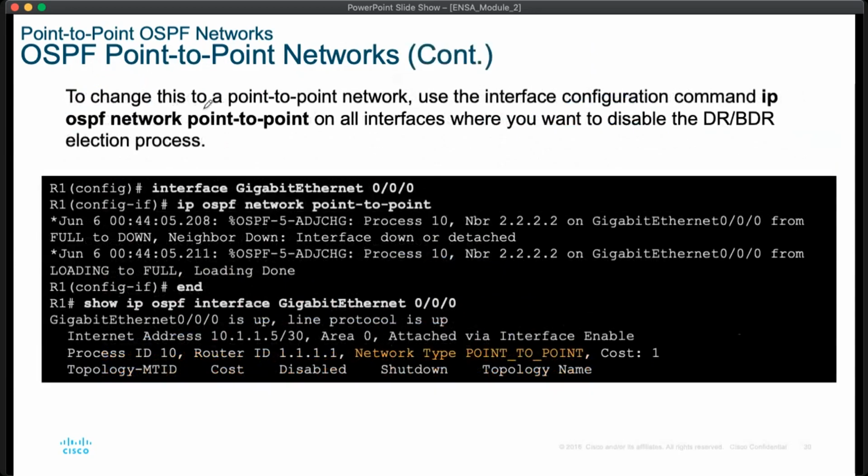To change this to a point-to-point network, use the interface configuration command ip ospf network point-to-point on all interfaces where you want to disable the DR and BDR election process.